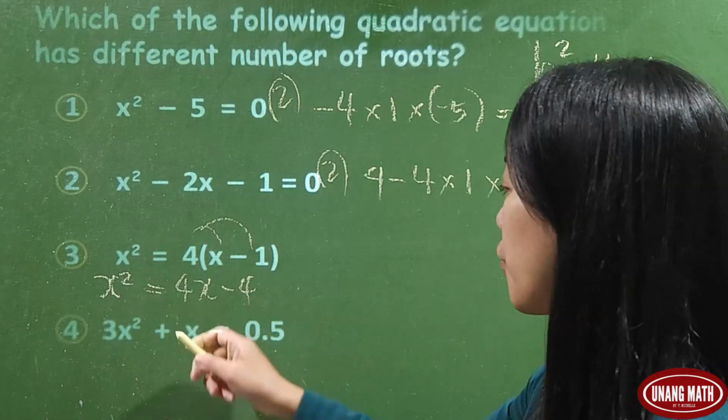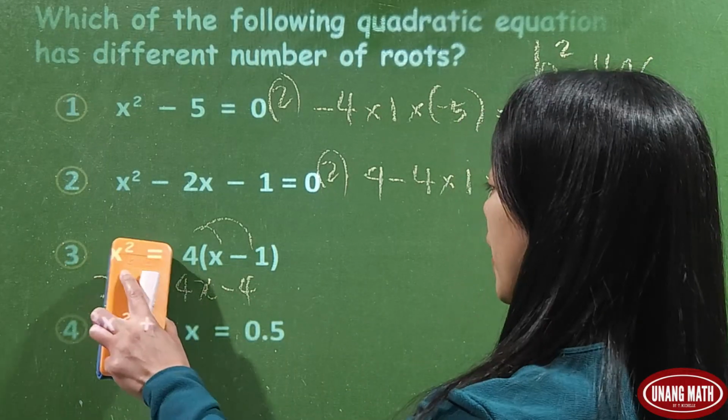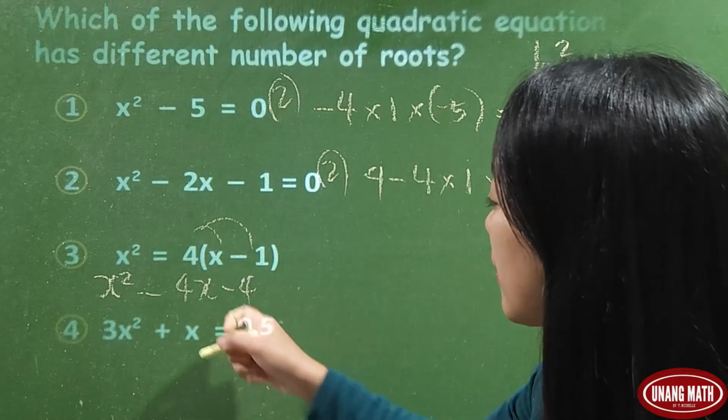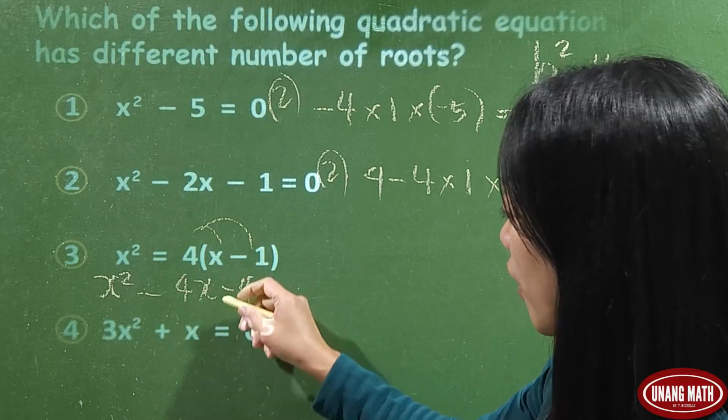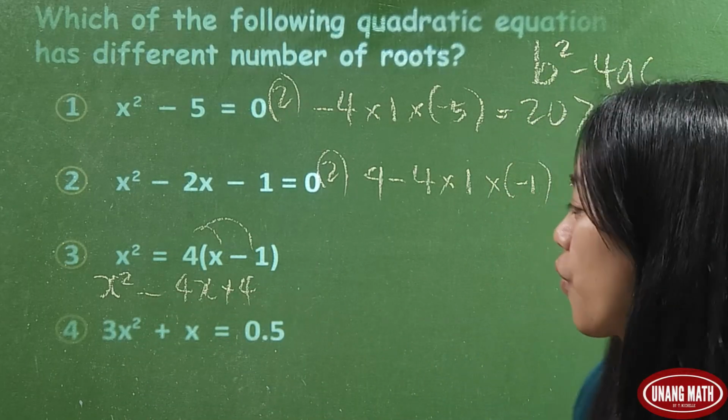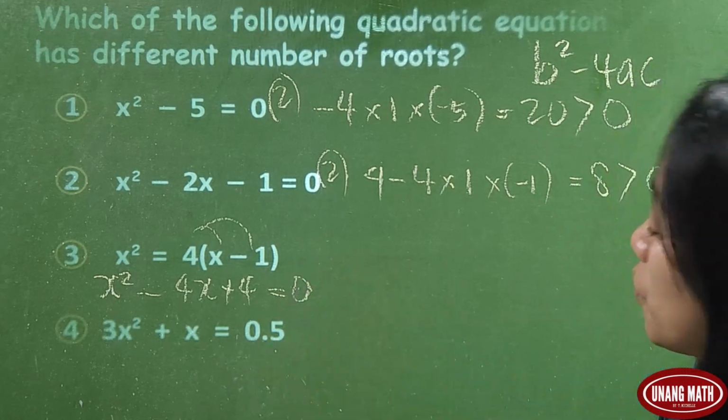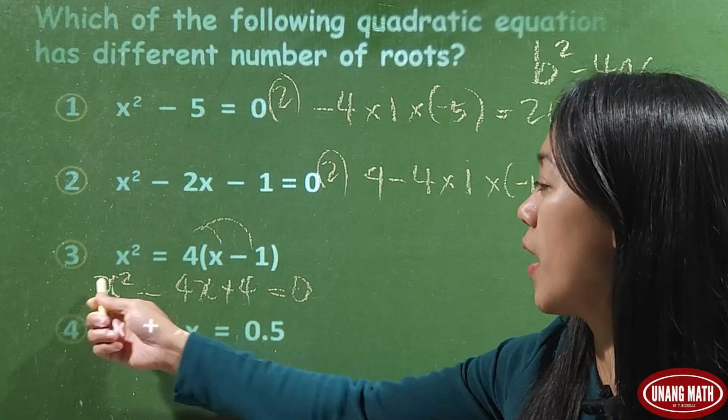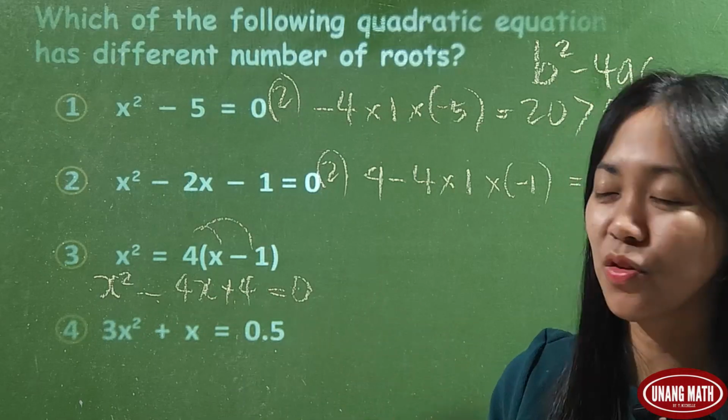Move 4x on the other side, so it becomes minus 4x. Move negative 4 on the other side, plus 4. And now this is equal to 0. So A is 1, B is negative 4, and C is 4.